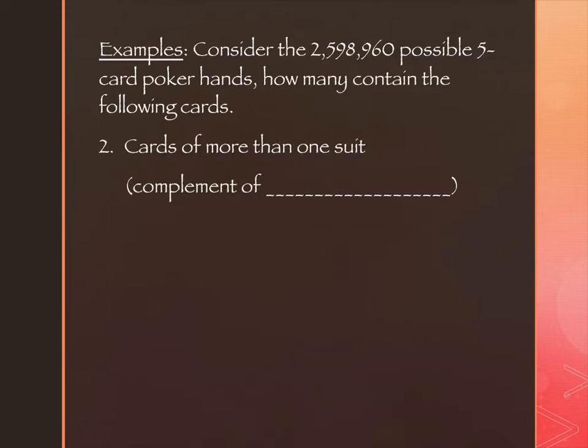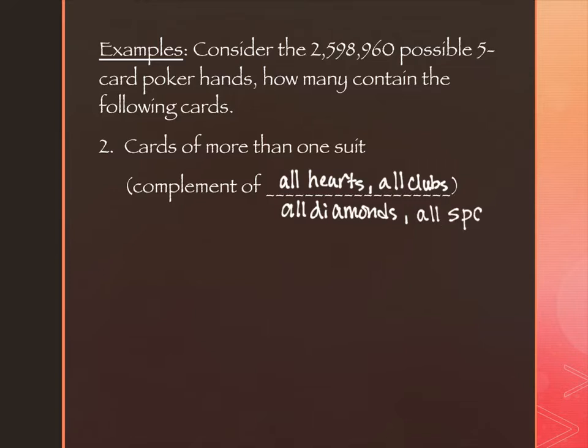Let's try another one. This one says, cards of more than 1 suit. What cannot be happening? All 1 suit. I cannot have all, and I'm going to write them out just for the purposes of saying so, I cannot have all hearts, all clubs, all diamonds, or all spades. That's what I cannot have happening. Does that make sense?